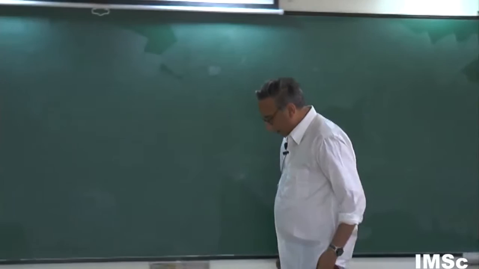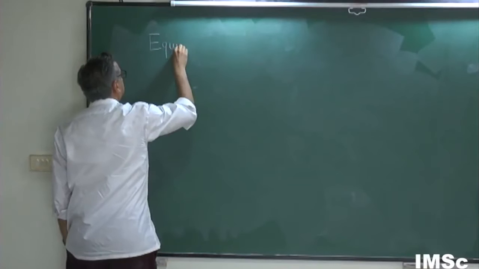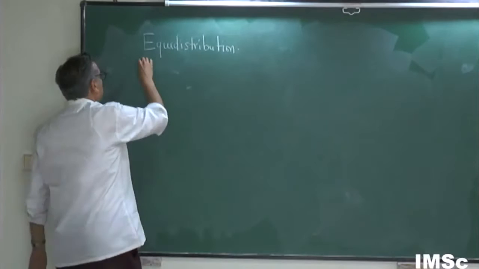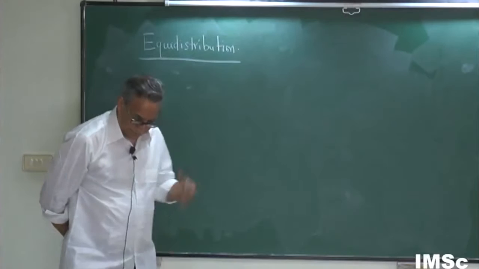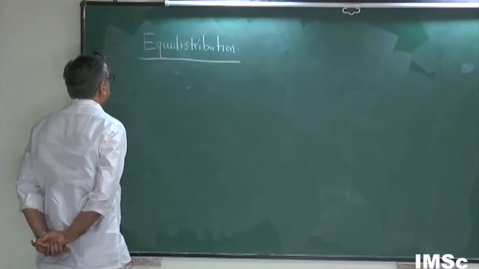All right, so I want to say a few words about equidistribution. In general, equidistribution is really the underlying philosophy of analytic number theory. And there are several methods of approaching this problem. So basically, the general setting is the following.